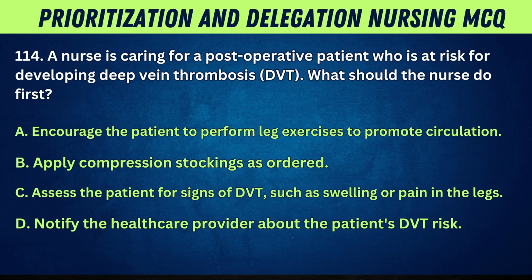114. A nurse is caring for a postoperative patient who is at risk for developing deep vein thrombosis, DVT. What should the nurse do first? A. Encourage the patient to perform leg exercises to promote circulation. B. Apply compression stockings as ordered. C. Assess the patient for signs of DVT, such as swelling or pain in the legs. D. Notify the healthcare provider about the patient's DVT risk.